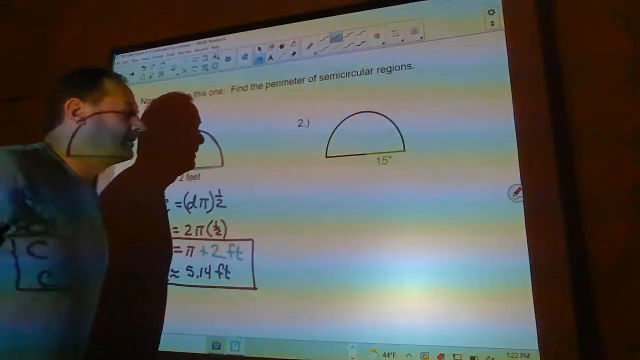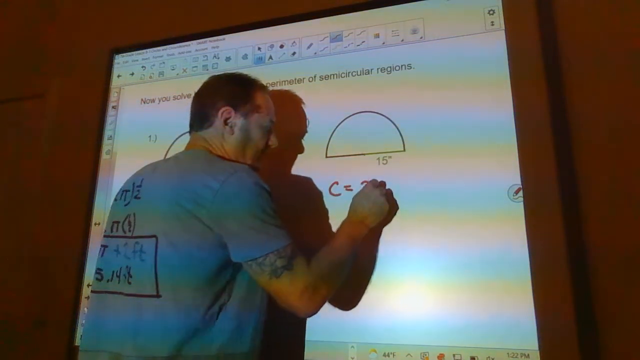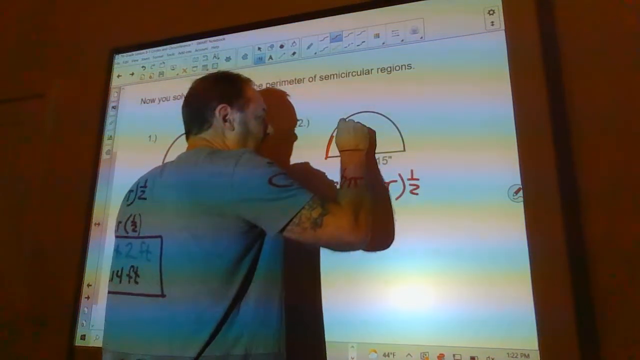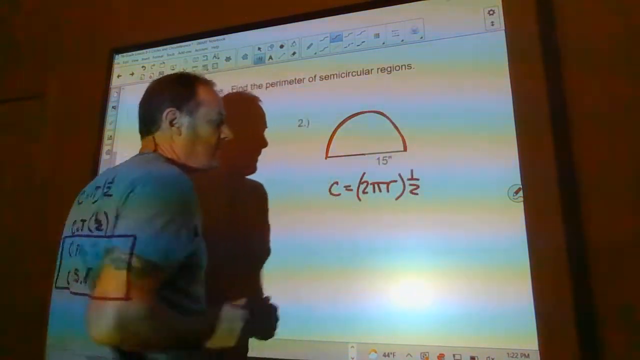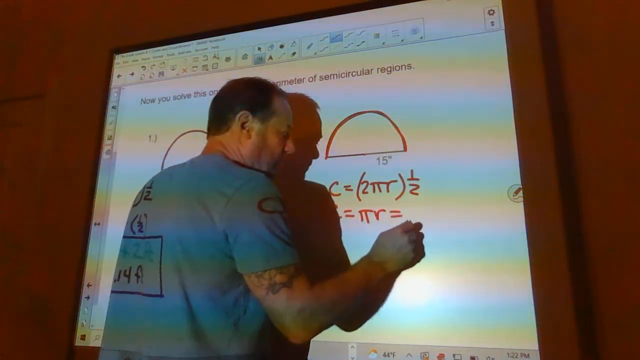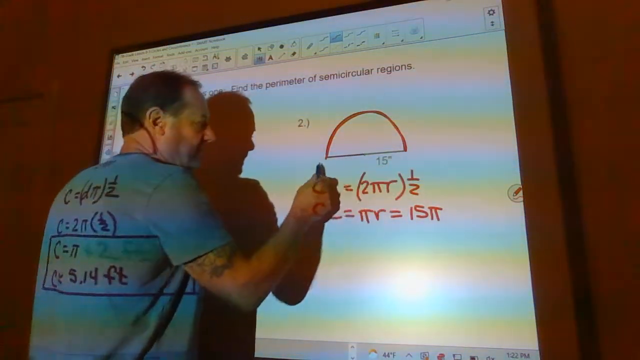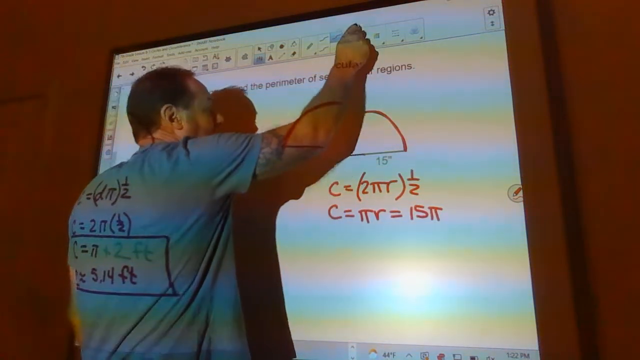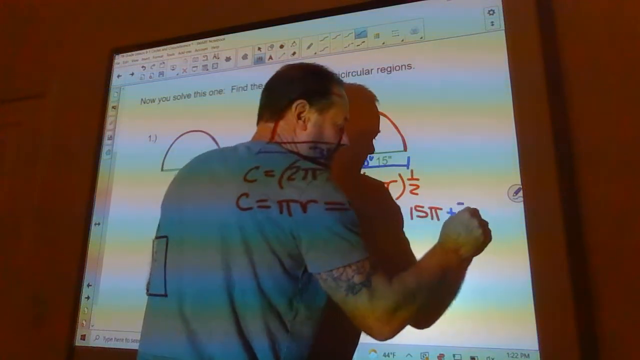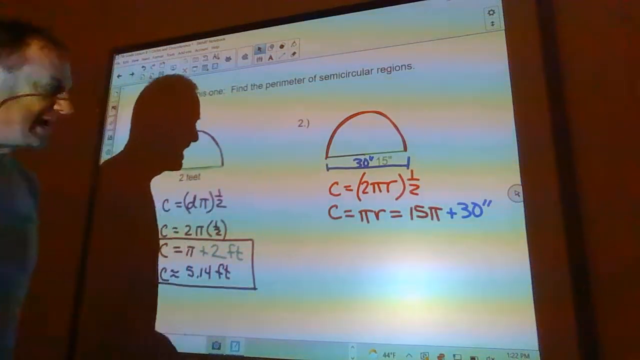Okay, this one over here, we're going to use the other formula this time. So the circumference is going to be 2 pi r because they gave you the radius. But again, I only want half of that because that's this part, right? Okay, so the circumference is going to be pi times the radius, which is going to be 15 pi. And then I have to add 30 for this side right here. So this right here, this is 30 inches. So plus 30 inches. Okay, so there's the exact answer.